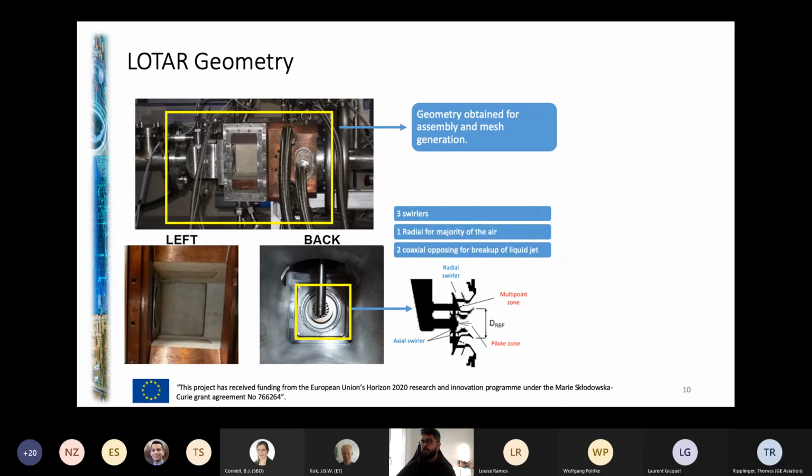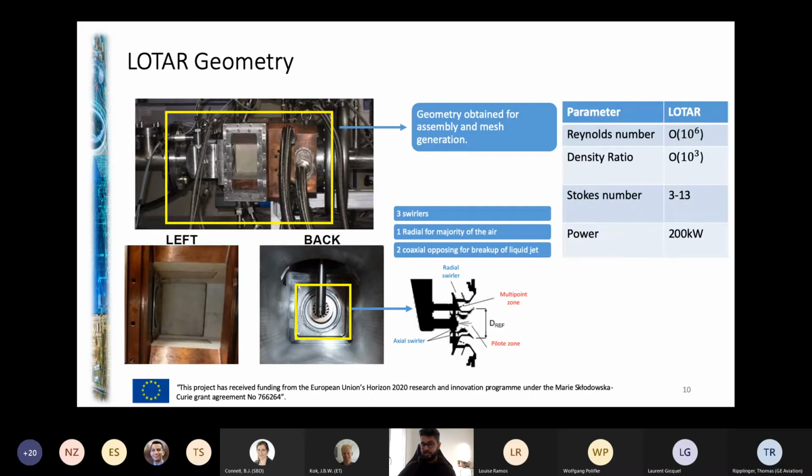There you have 3 swirlers: one radial swirler through which the majority of the air is passing, and then 2 coaxial swirlers to break up the pilot jet. You also have multi-point injection in the radial swirler, and these cooling holes that are there to cool the imaging windows. So, this was the whole setup that we are trying to simulate.